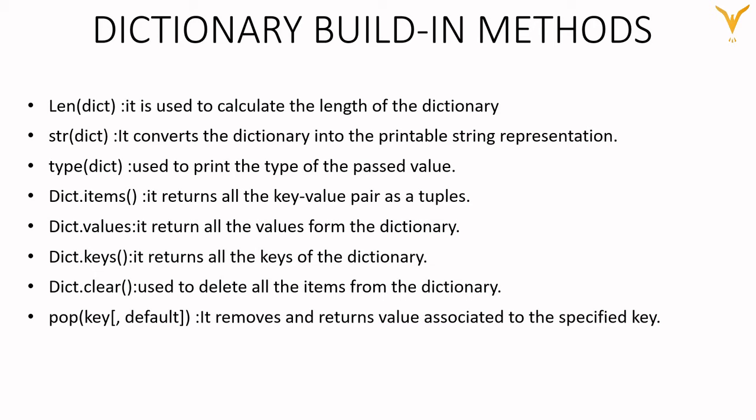Now what happens if I want to remove a particular value by its key? I can use the pop function. If that particular key is present in the dictionary, then it will remove that value from the dictionary and return the value as an output. But if the key is not present in the dictionary, then it will throw you an error. So these are some of the built-in functions. Now we will implement all these functions practically.